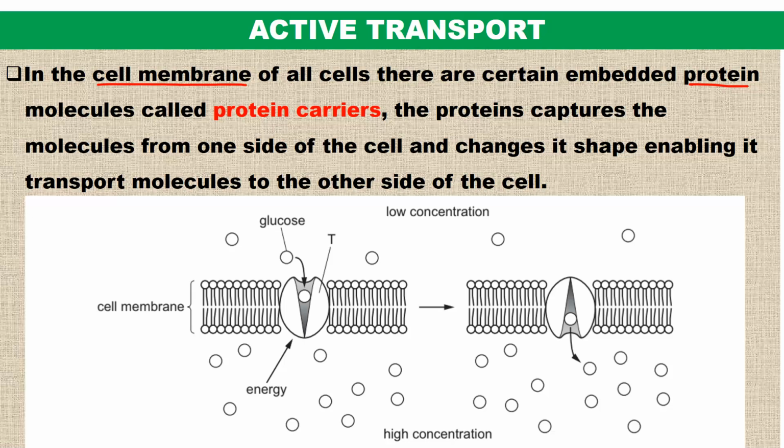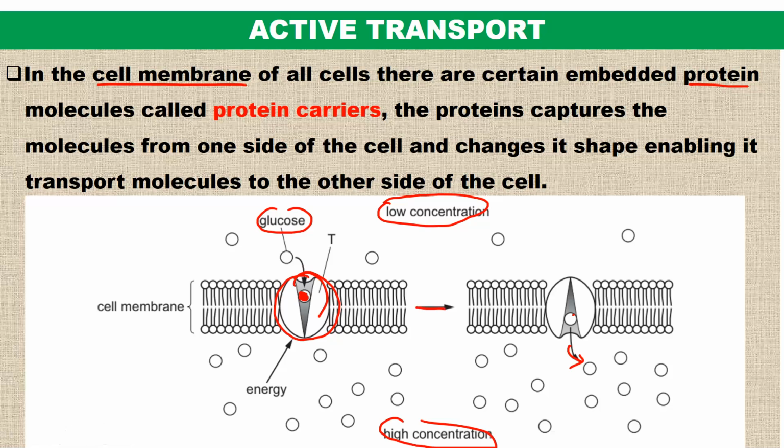This diagram is from the questions. I extracted it from the question and incorporated it in the notes. As you can see here, glucose is in higher concentration on this side and in lower concentration on the other side, but it is still transported to the other side. How is it transported? This protein here is called the protein carrier. It has captured the glucose and changes its shape, so it turns, and as you can see here, pushes the glucose to the other side.